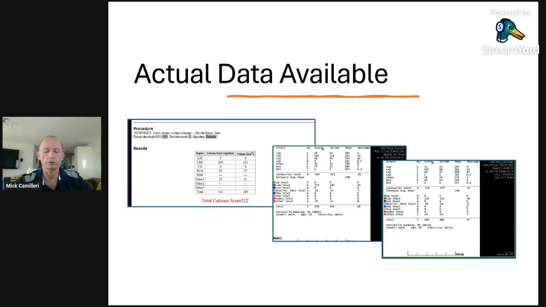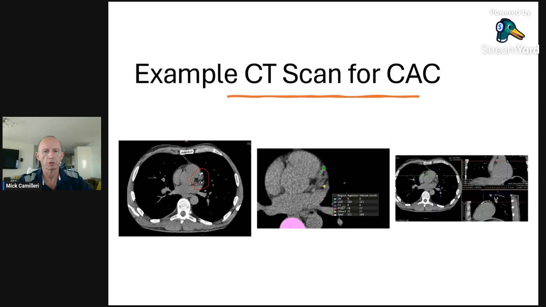This here is the density, averaged out, the mean density. And then this is the mass, and we'll talk about each of them separately. And this is the follow-up year results. Now, what's a CT scan?